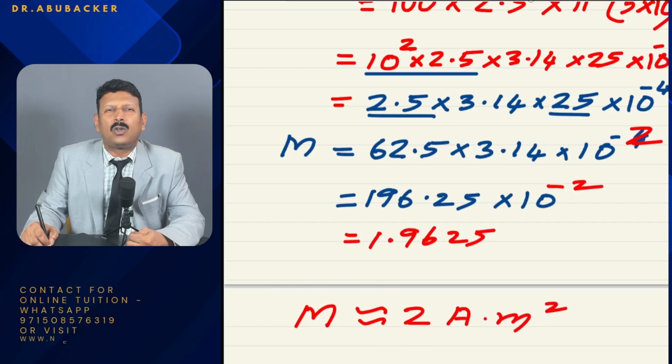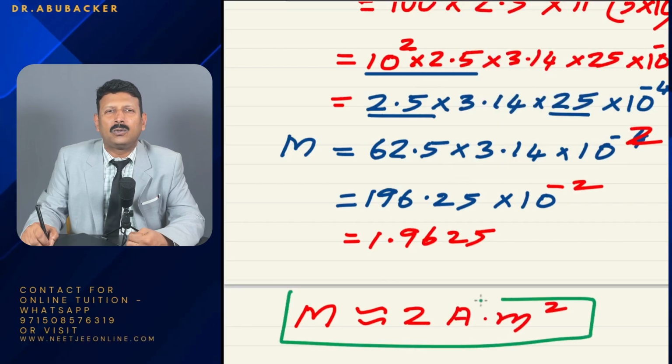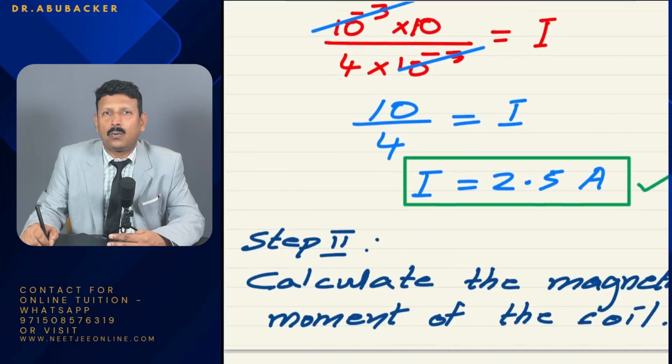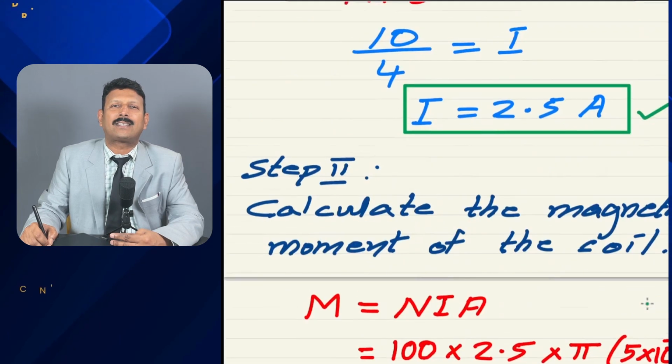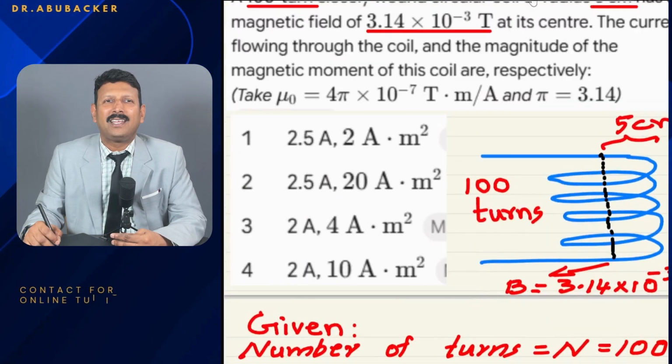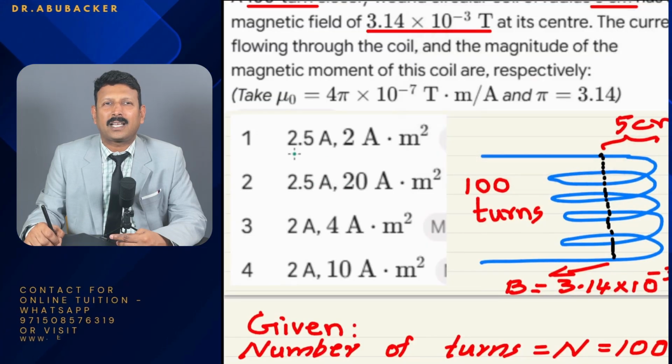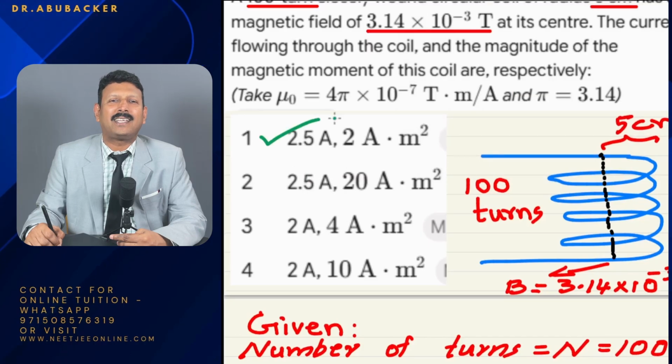So it is close to 2 ampere meter square. Now 2.5 we got before, 2 we got now. We will look into the answer key now. Ready? Check which option is matching with us. Not the second one, right? The first one, 2.5 and 2. So the first answer is the right answer.